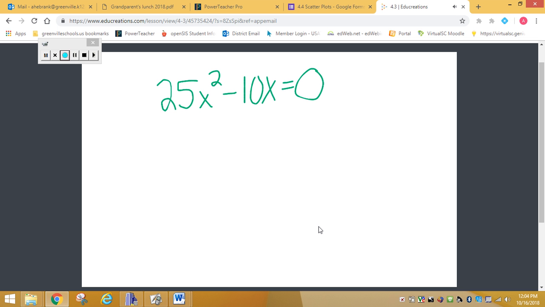First thing I see is there's a GCF. Okay, you've done a worksheet on GCFs. You know how to do it. 5 can definitely come out of both of those. So I have a GCF of 5.